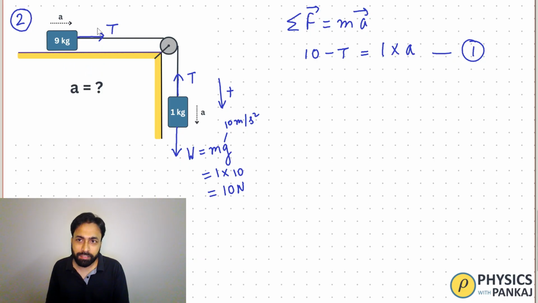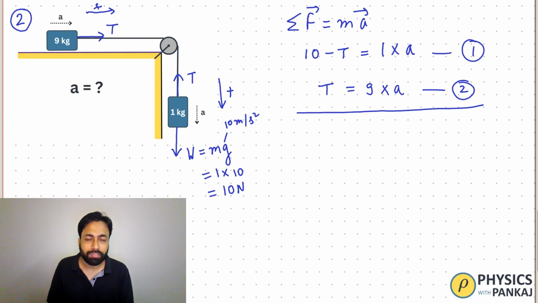So considering only this tension and taking rightward direction as positive, I can again write F equals ma. So the only force is T equals the mass, which is 9, times the same acceleration a. This makes my second equation.